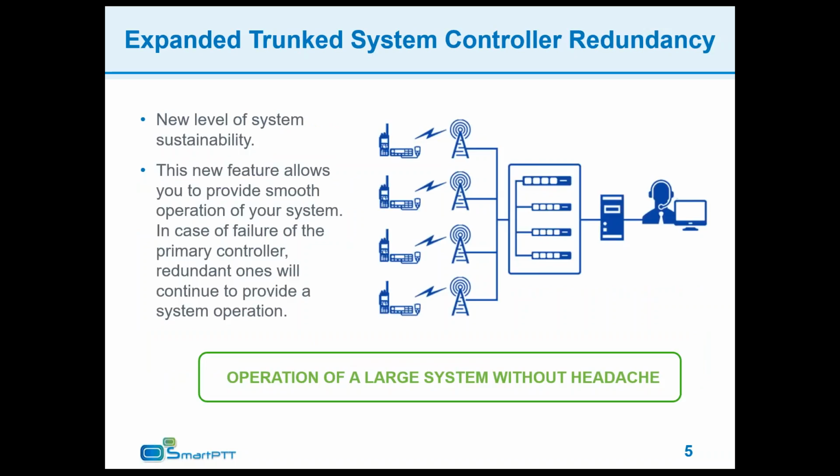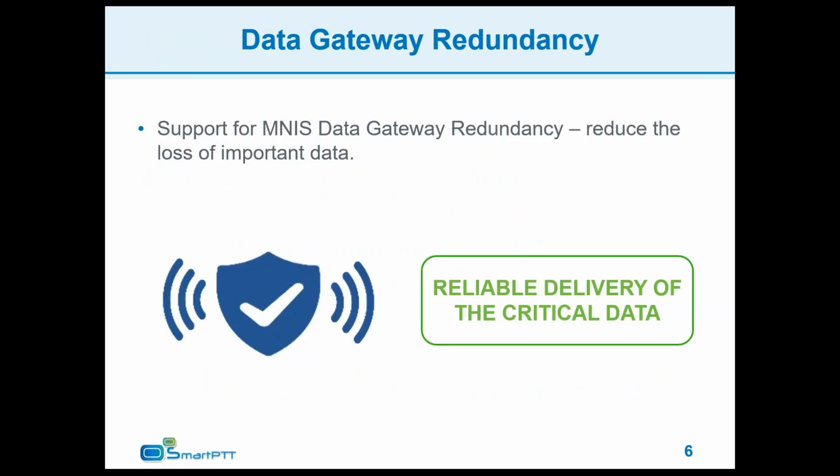We also support redundancy for the Capacity Max system server, the CMSS. It can have a redundant CMSS, and we can support operation with both of those. We also support redundancy with the MNIST data gateway. So this way, if the primary goes down, the secondary or redundant can pick up, and you're not going to lose any of your important data.